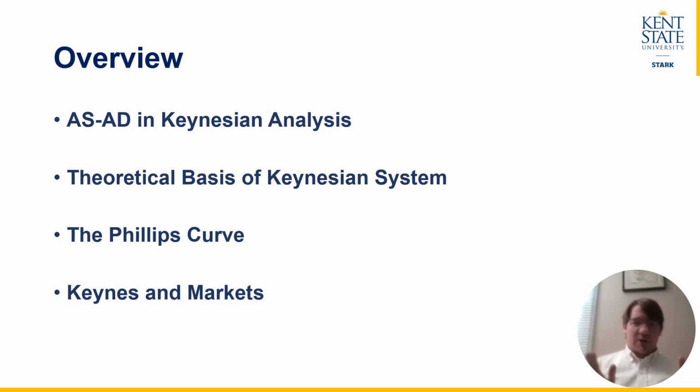So in this video, we're going to be looking at the Keynesian perspective. Specifically, we'll look at aggregate supply and aggregate demand in a purely Keynesian analysis. We'll look some at the theoretical basis of the Keynesian system, so how it is that John Maynard Keynes and those that followed him would justify their view. Then we'll take just a quick look at the so-called Phillips curve, which was discovered by Phillips, looking at the relationship between unemployment and inflation. And then finally, we'll take a look at the view of Keynes and markets and how that relates to government policy.